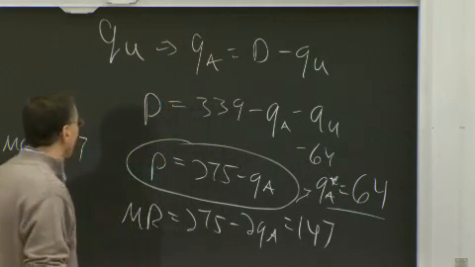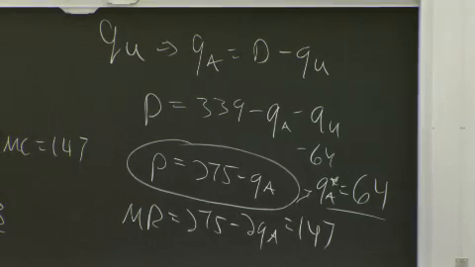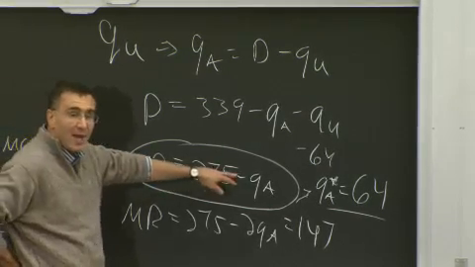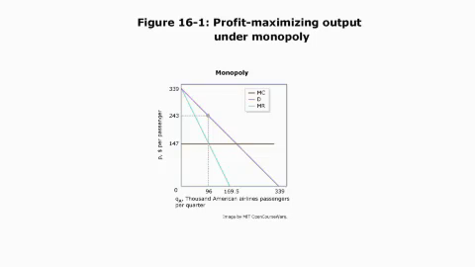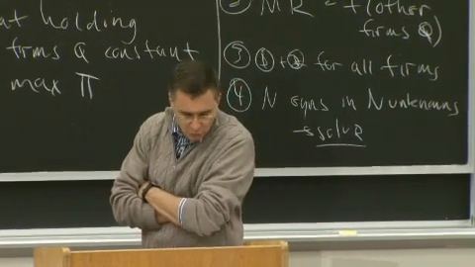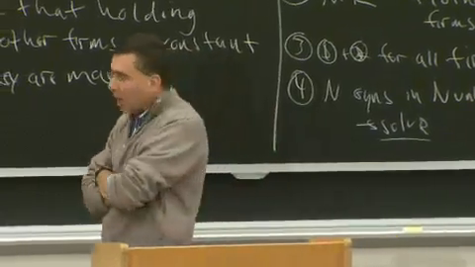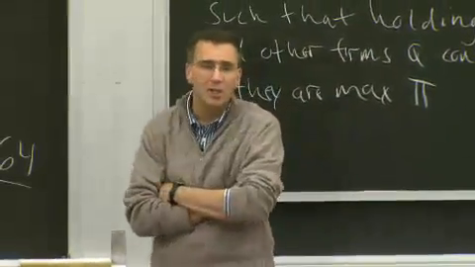At 64,000 flights, what's my price going to be? Well, my price is 275 minus QA, so my price is 211. If I think United is delivering 64,000 flights, then I'm going to deliver 64,000 flights at a price of $211. So that's basically how American would function.